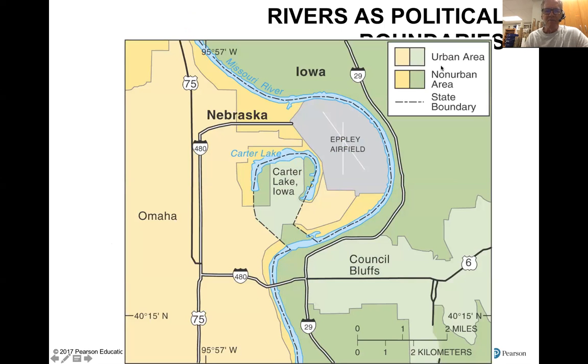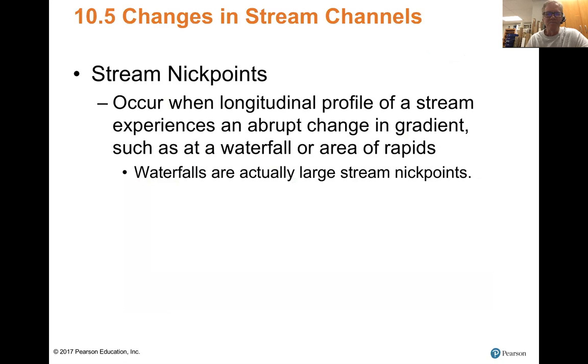It's interesting because often rivers form the boundaries between states, and in this case, you can see what happened here. Here's Nebraska, here's Iowa. This is Carter Lake, Iowa. And notice that the state boundary used to include this because it was connected to Iowa, and the river flowed like that. But then we got a cutoff, and the river now flows like this, so this little section of Iowa is on the other side of the river. Kind of an interesting fact there.